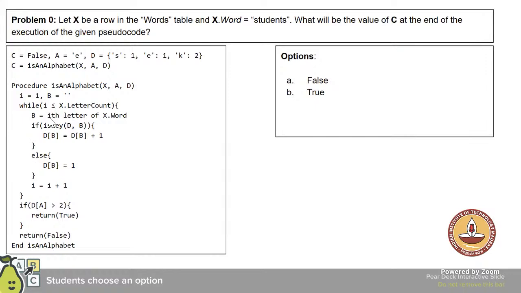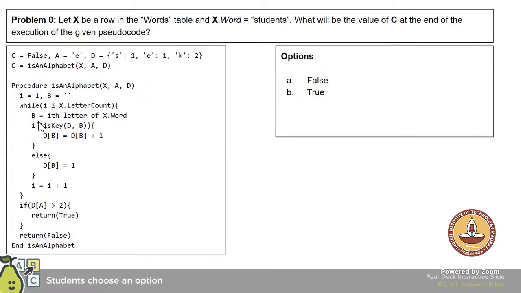Every time we are updating the value of I. So in the first iteration itself, I will be updated to I plus 1, so the I value will be 2. And we will check whether 2 is less than or equal to X dot letter count. This word length is 7. You can see 2 is less than or equal to 7.